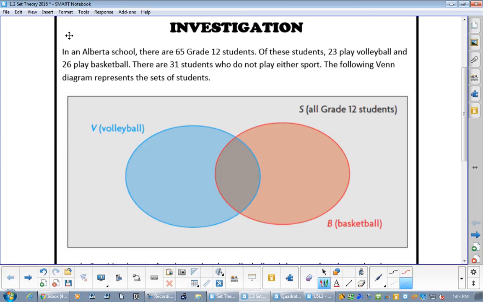Okay, now, probably many of you came to your right answers different ways, but where's the first place you need to go? Okay, all grade 12 students is, what do you call this? That's our universal. Okay, so I'm with you so far. Okay, so just so you know, this is considered the 31, right? The gray is the 31. Okay, did everyone get that?